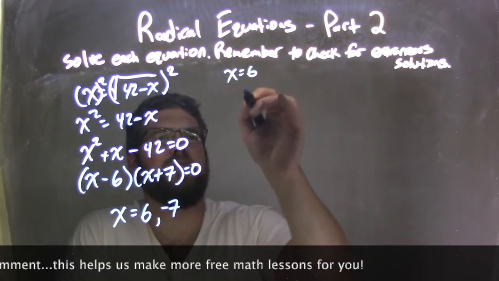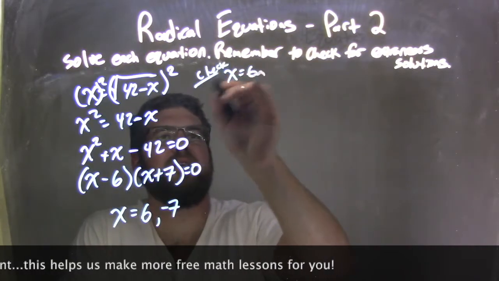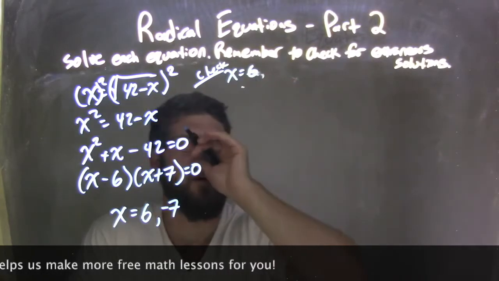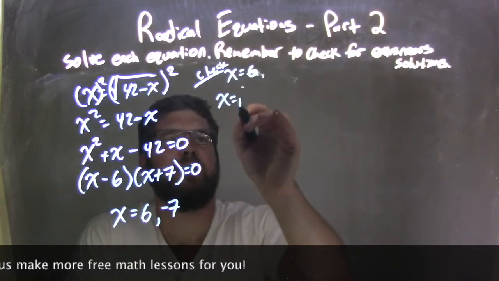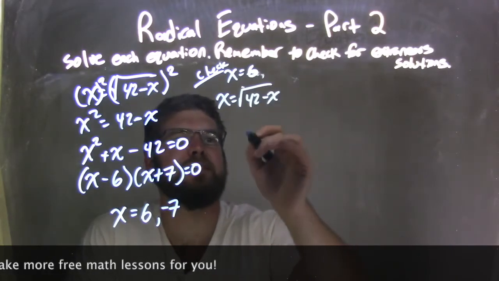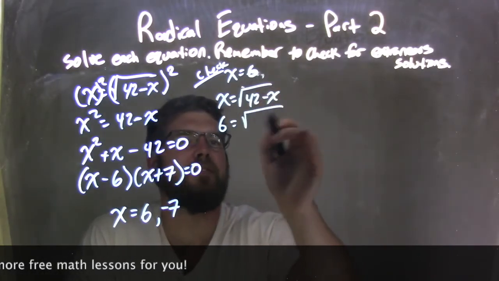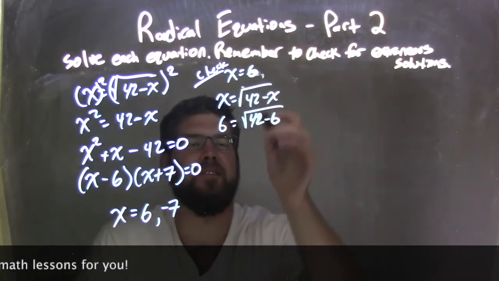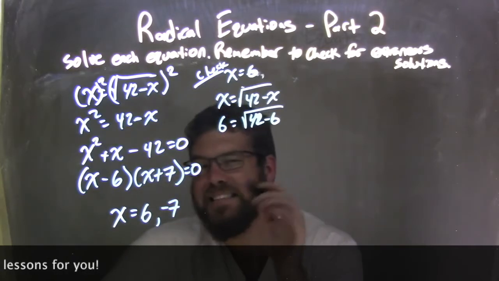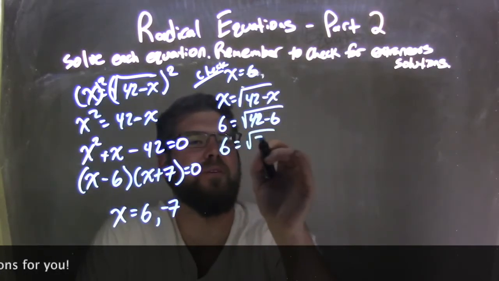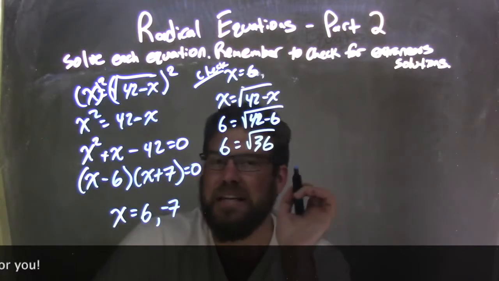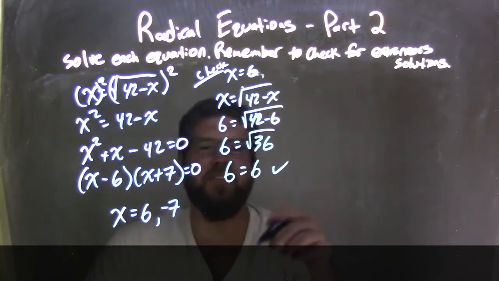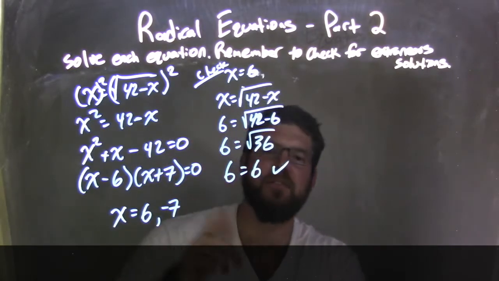Let's do x equals 6 first. This is my check. So we have x equals the square root of 42 minus x. I'm going to plug 6 in for both my x's. 42 minus 6 is 36, so I have 6 equals the square root of 36. Looking promising, square root of 36 is 6. So 6 does equal 6, that is a true statement, fantastic. X equals 6 is a real solution.